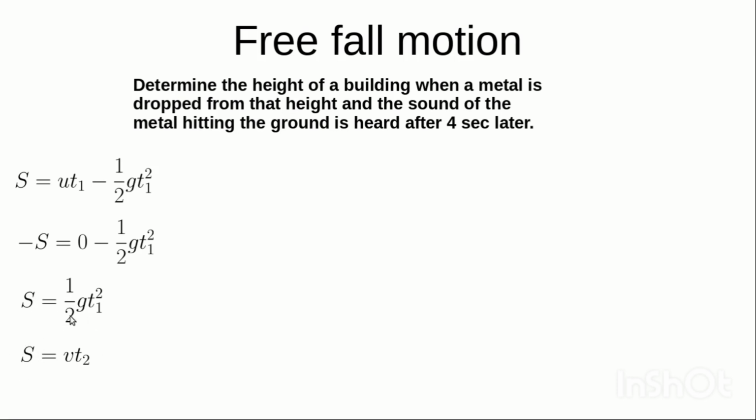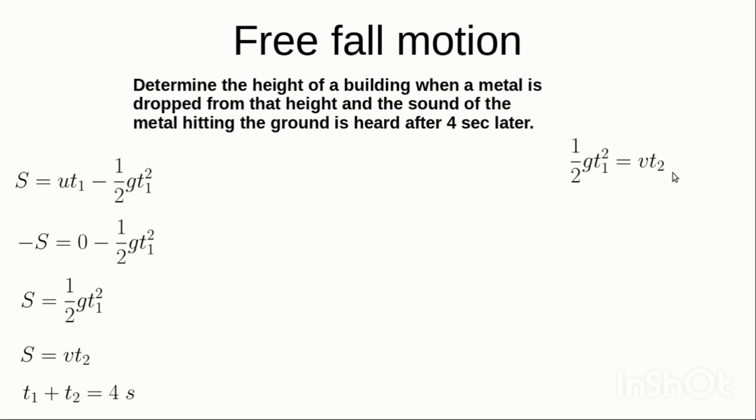Then, t1 plus t2 will give us the total time it takes for the thrower to hear the sound, which is 4 seconds. So we expect that t1 plus t2 must be equal to 4 seconds. If we equate these two, we have half of gt1 squared equal to vt2.